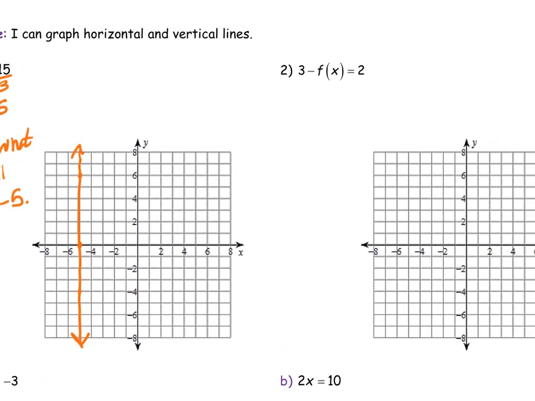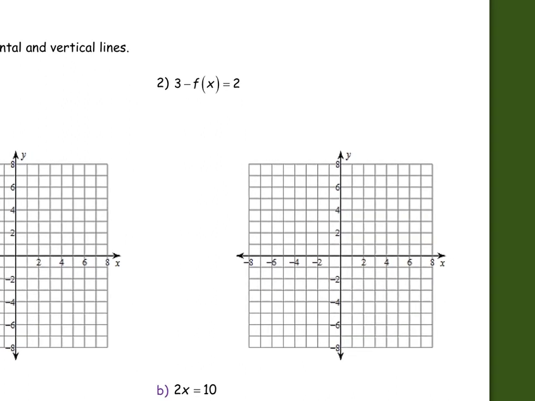What variable do I have? What variable is f of x? So just as a little side note up here, f of x is another way to write y. So f of x just means y. It says my function at x. That's just y. So I can rewrite this equation saying negative 3 minus y equals 2.